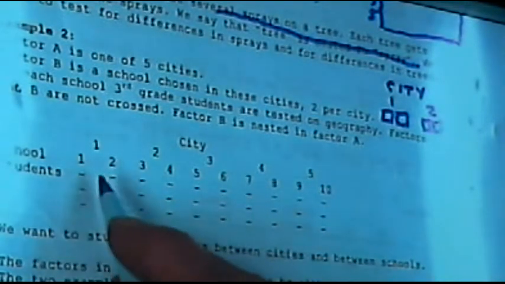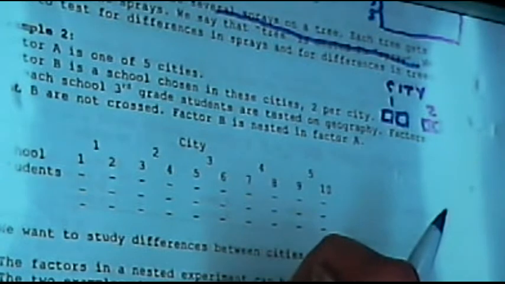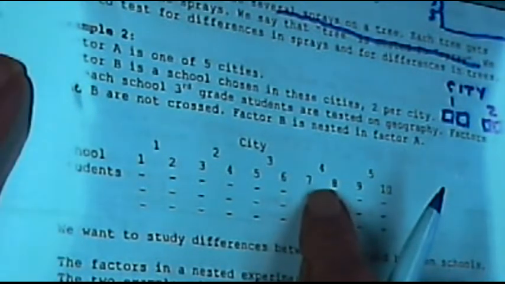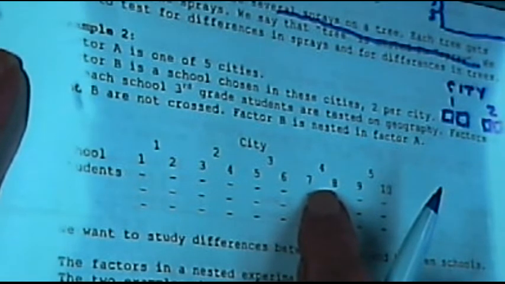So here's a picture of that scenario. There's the 5 cities. Here's the 10 schools, 2 per city. And notice I labeled them 1 through 10 rather than 1, 2, 1, 2, 1, 2, 1, 2, which we might have done in another crossed context. So I labeled them 1 to 10 to kind of emphasize that these schools are unique as far as which city they're going with.